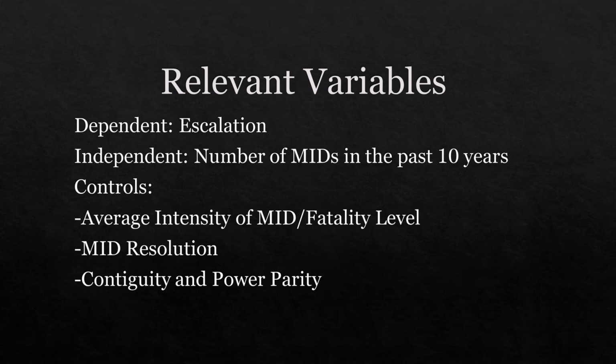The dependent variable is escalation, which is just binary. The independent variable is the number of MIDs in the past 10 years, which we described previously. And the control variables are the average intensity of the MID, the fatality level, how the MID was resolved, and a bunch of different structural factors between those two countries, like contiguity and power parity. So there are two categories here that we want to control for: the quality of the MIDs and the quality of the countries. We'll talk about how we control for those in our plan for analysis.